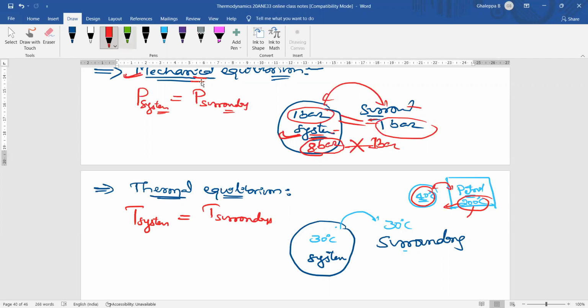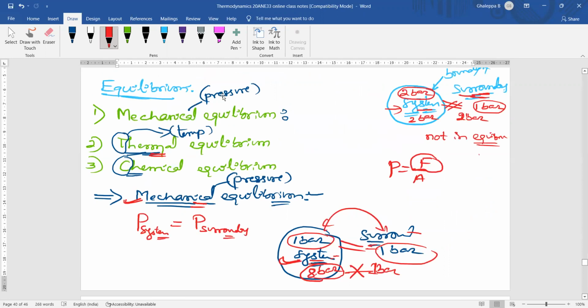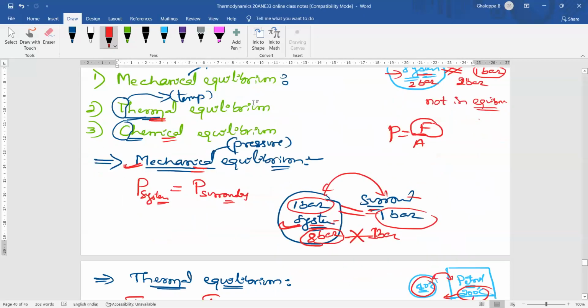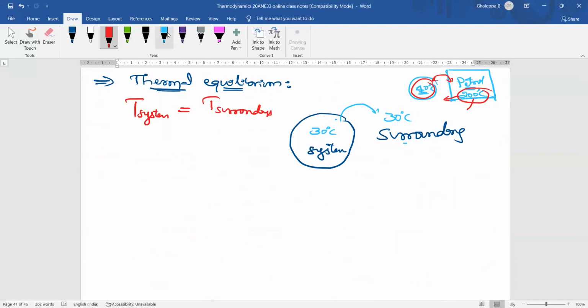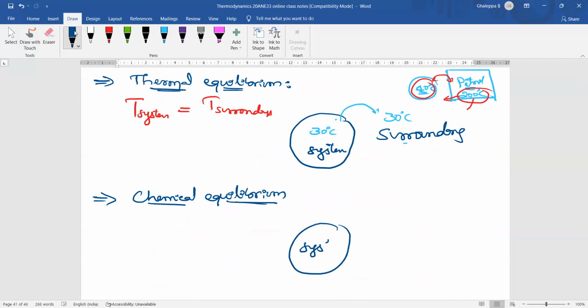Now going to the third point, chemical equilibrium. Chemical equilibrium means there should not be any reaction, as the name indicates, it is chemical. You say chemical equilibrium when there is no reaction between system and surrounding. There is no high concentration, low concentration, or transfer of concentrations. There is no chemical reaction going on between system and surrounding. In that case, we will call it chemical equilibrium.